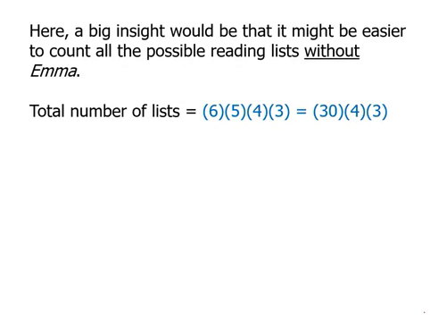So let's see. 6 times 5 is 30. Then I'm going to do 4 times 30 is 120. And then 3 times 120 is 360. So that's the total number of possible reading lists if there's no restriction at all.